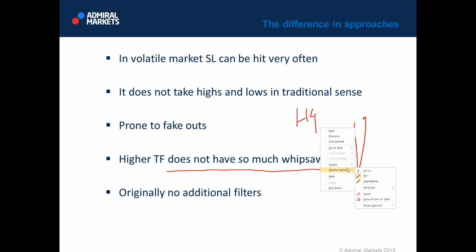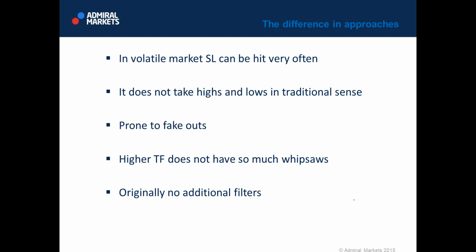And also, the difference between a classic approach and his own approach is that originally there are no additional filters for Tom DeMark trend line trading. So there are no additional filters. You don't use MACD, you don't use any other complementary indicator. You only use his approach and how he sees it with his projections. Okay?